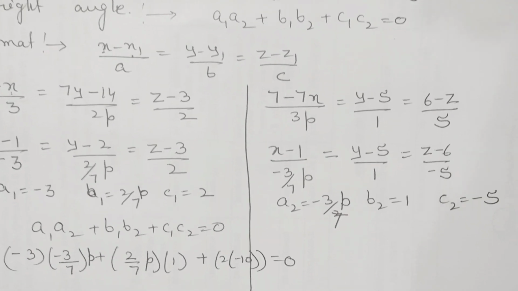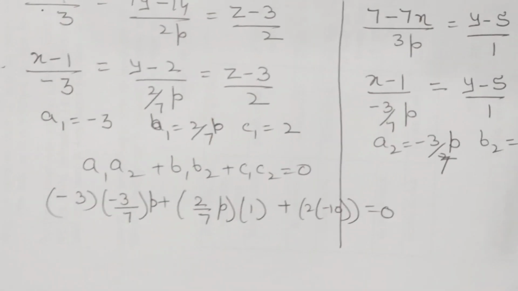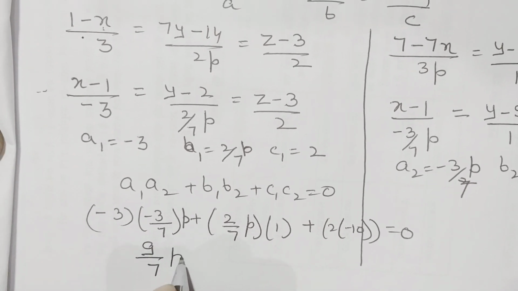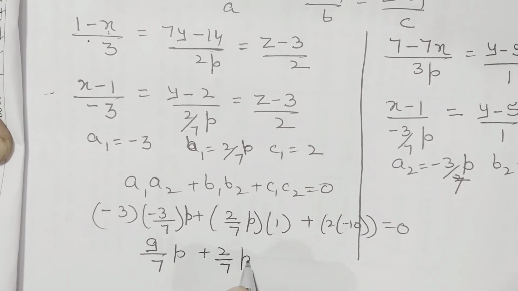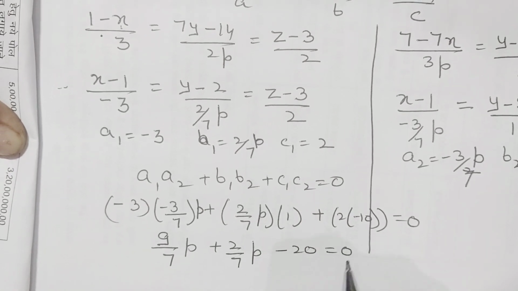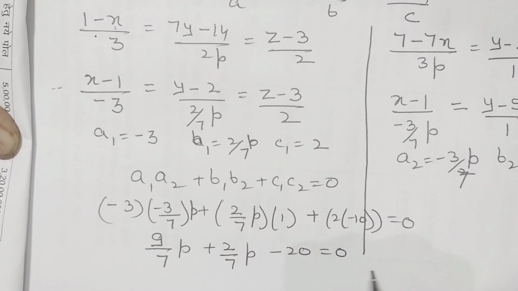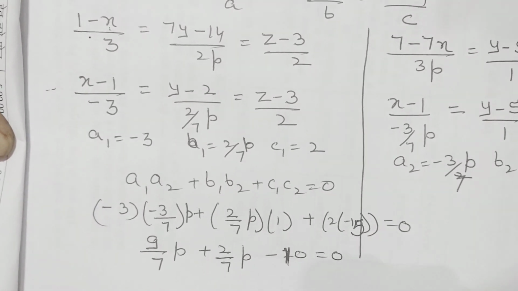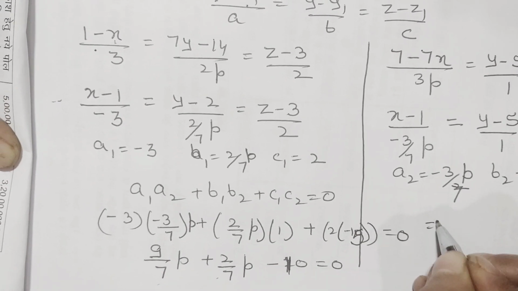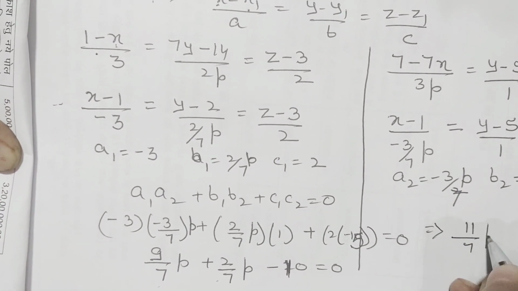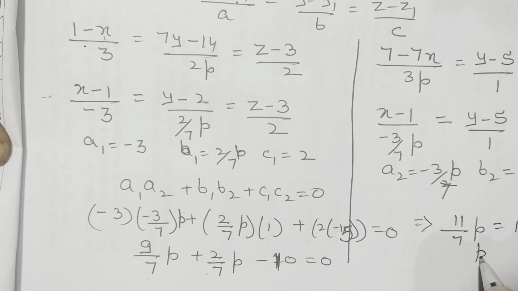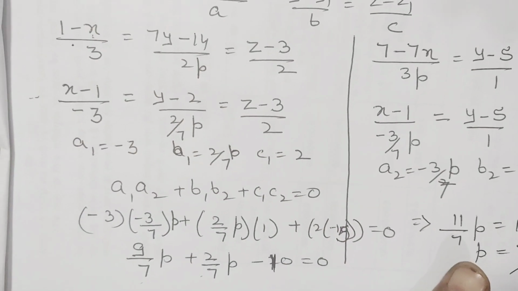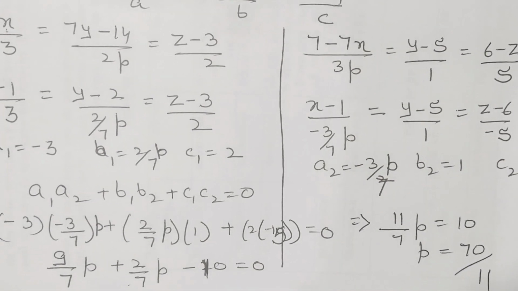So when we solve, what we get? We see over here 9 by 7p plus 2 by 7p minus 10 is equal to 0. So it becomes, when we take the LCM, 11 by 7p is equal to 10. So the value of P becomes 70 by 11. In this way we can easily find the unknown quantities which are not given in the equation of the lines.